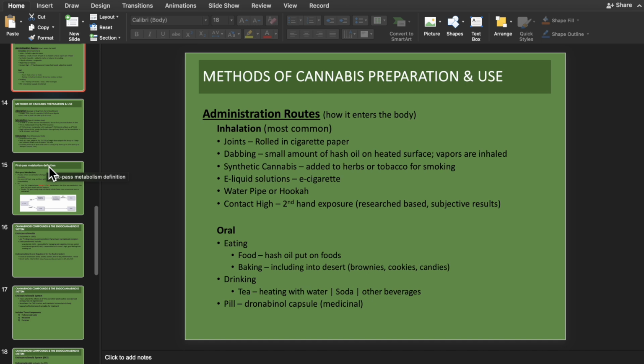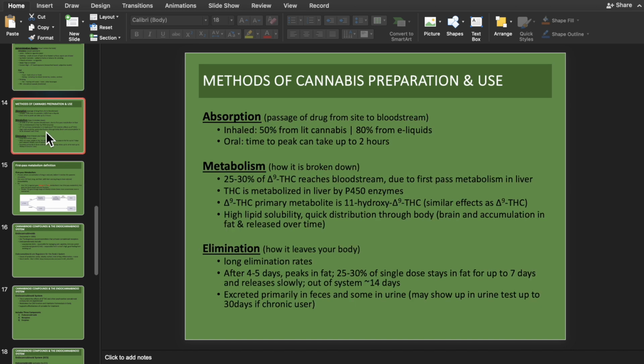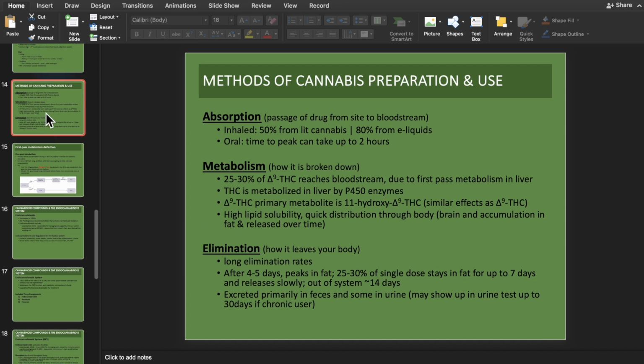Administration routes of cannabis. The most common is inhalation, smoked as a joint, blunt, or hookah, or vaped. Taken orally, it's added to foods, beverages, taken in pill form. As far as absorption, inhaled you get 50% from cannabis and 80% from e-liquids. If taken orally, it can take up to 2 hours to peak. So it takes a long time when you take anything orally, remember, because it has to go through a whole process, right? Through your whole GI tract and liver and everything else.